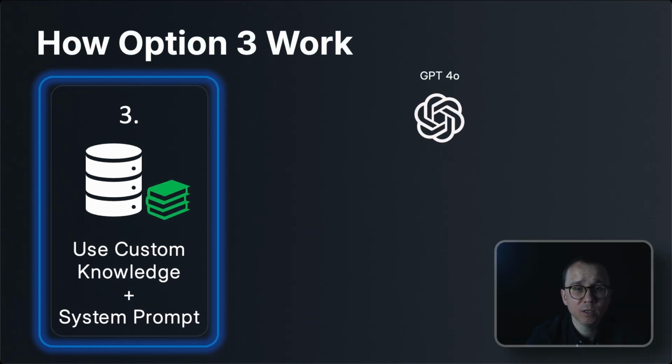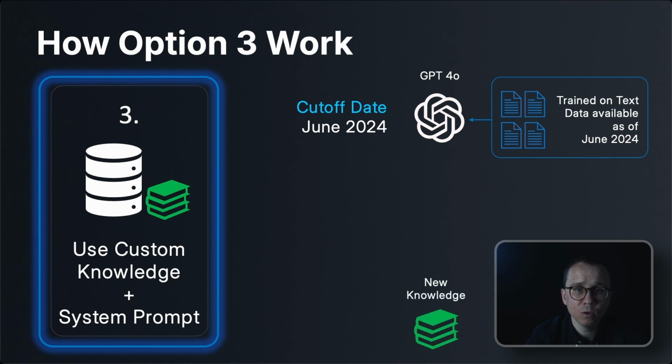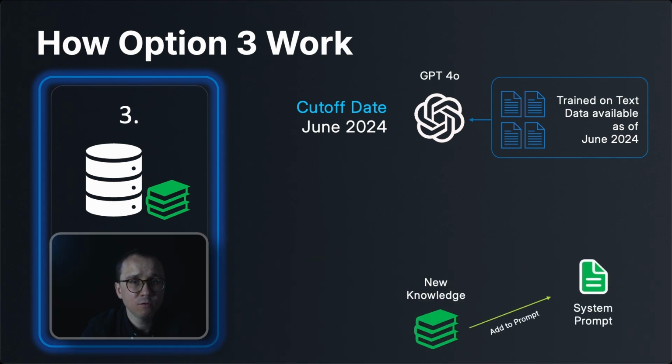Let us take ChatGPT as an example. The 4.0 model has been trained on the text information available up until June 2024. How can we let the model know about the new knowledge which, in the meantime, appeared? We can either add very important information to each prompt we create so that it's submitted to the LLM on each request. This is the so-called system prompt.